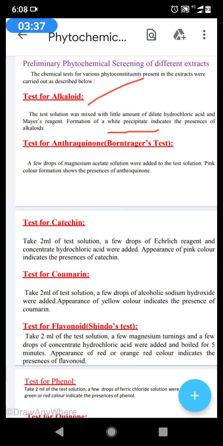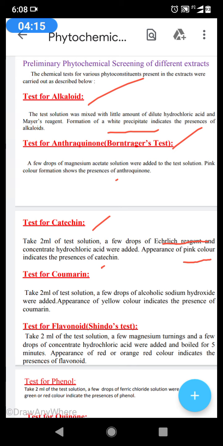And next one, test for anthraquinone. A few drops of magnesium acetate solution were added to the test solution, and a pink color shows the presence of anthraquinone. Next, see the next test. The third test is the test for catechin. Take 2 ml of test solution, add a few drops of Ehrlich's reagent and concentrated hydrochloric acid. The appearance of a pink color, that is very important, indicates the presence of catechin.